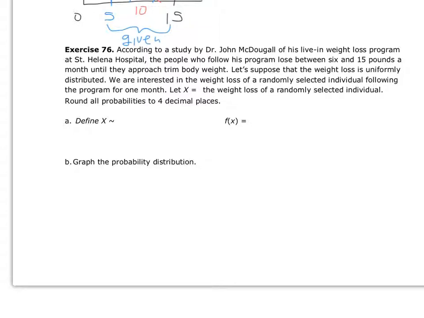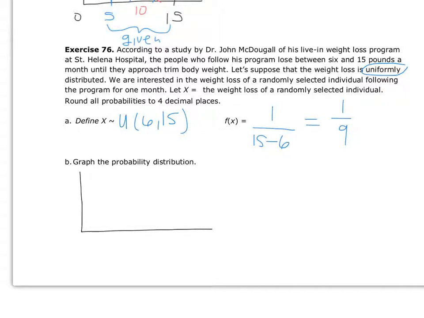So let's start off by defining x. We're told that we've got uniform weight loss, so it's uniform, and we're going to define it by the min and the max value. The min is given to us as 6 and the max is 15. And we want now f of x, and that's 1 over the max minus the min. So we get 1/9. And we look at a graph. We're going from 6 to 15, and the height of the rectangle is going to be 1/9. So there's our PDF graph.